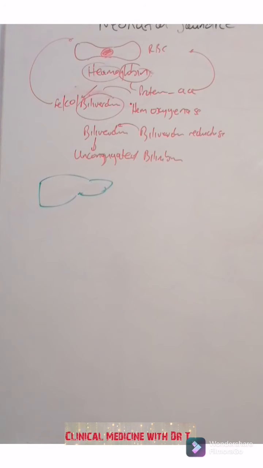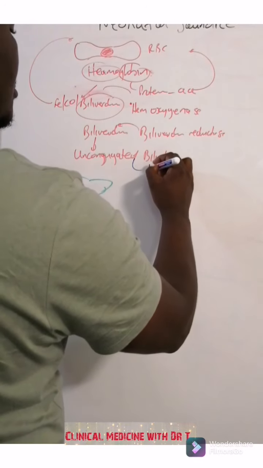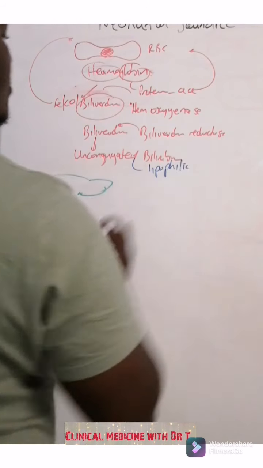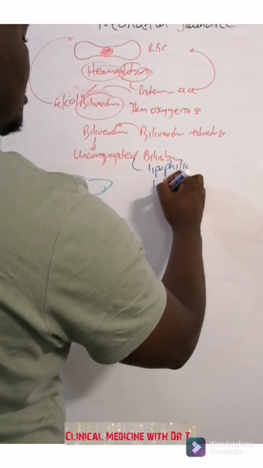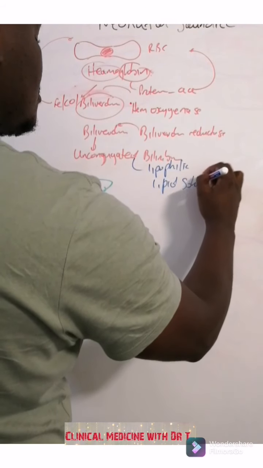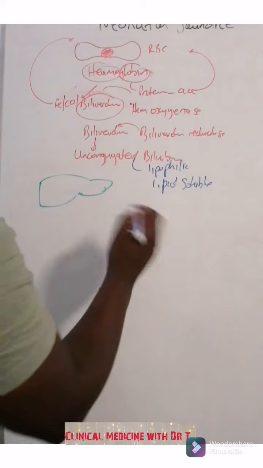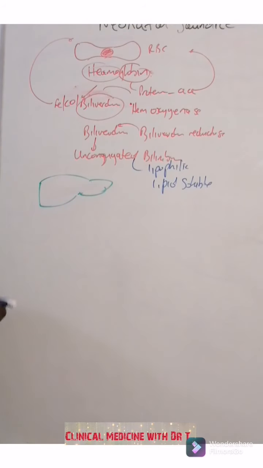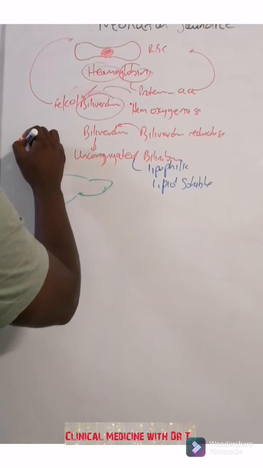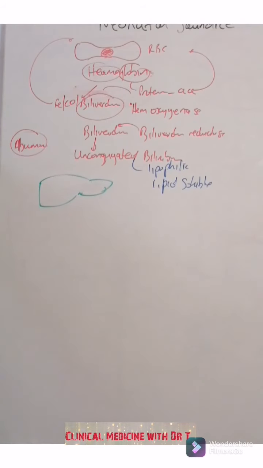But we have a problem. Unconjugated bilirubin is lipophilic, meaning it's lipid soluble. It cannot be transported. It can't transport itself, so it needs a carrier protein. That carrier protein is albumin. So albumin comes in and says, oh, you want to go to the liver. Albumin will bind to this unconjugated bilirubin. They will form a complex, and that's how it gets transported.